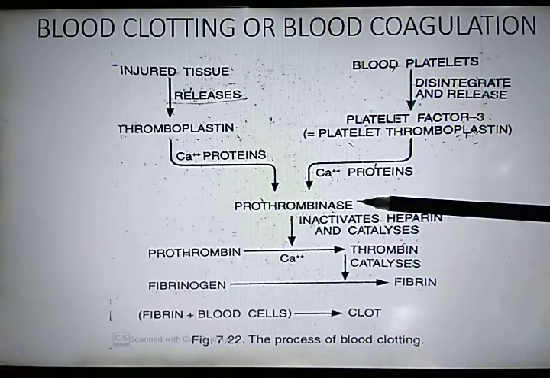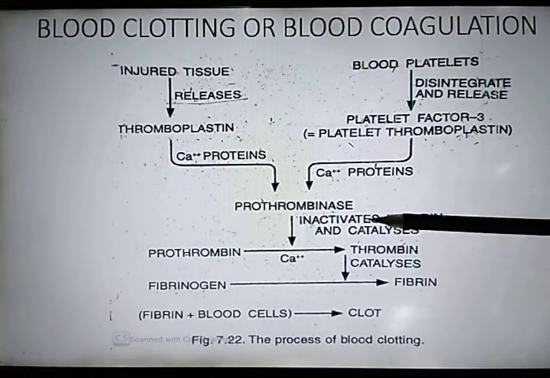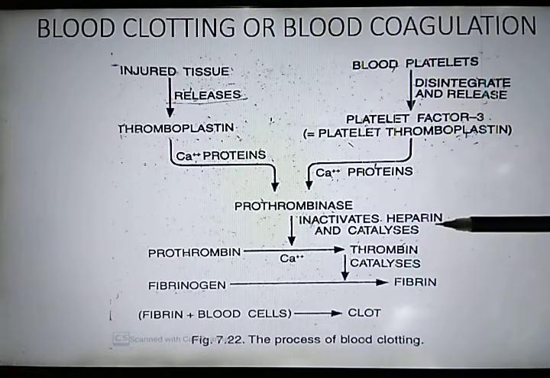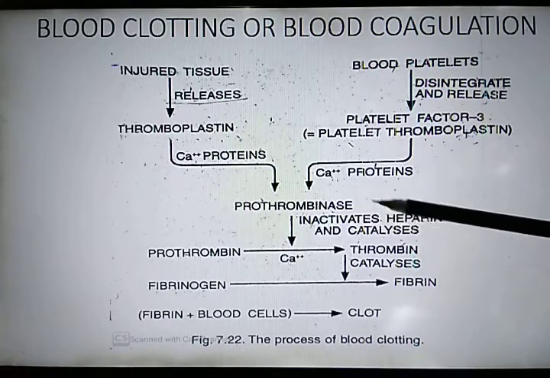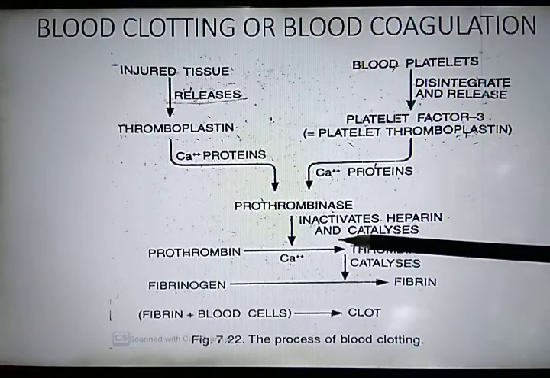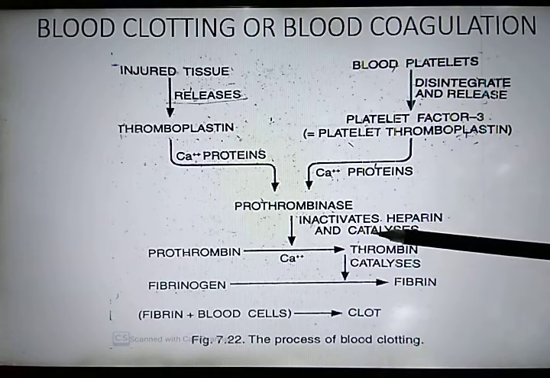In step 2, prothrombinase inactivates the protein heparin. Heparin is known as an anticoagulant. So now we have to form a clot. Heparin's function is to dissolve the clot. For the formation of a clot, we have to inactivate this heparin. So first of all, prothrombinase inactivates heparin and then it catalyzes the breakdown of prothrombin into an active protein called thrombin.